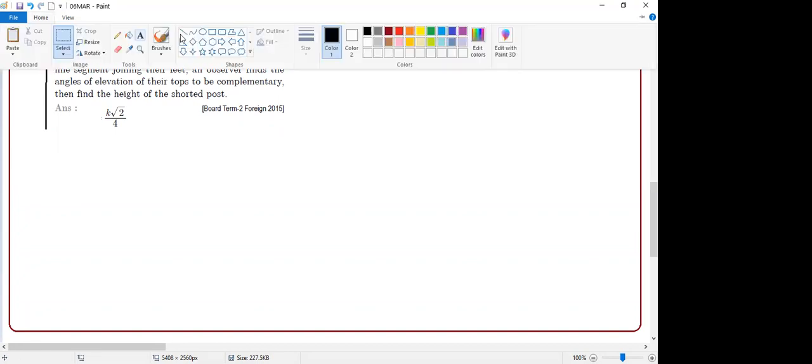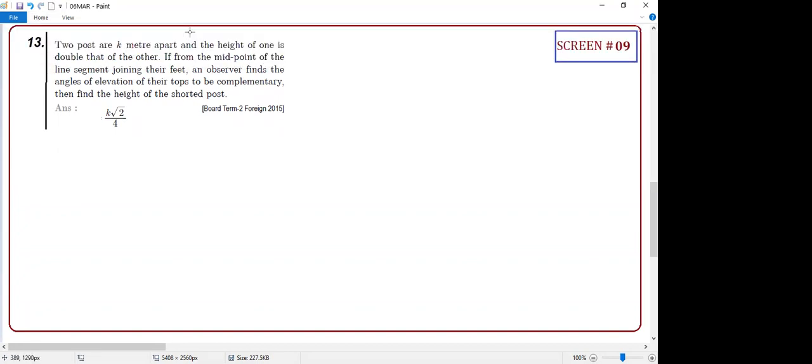Right, guys, two posts are k meter apart and the height of one is double the other. If from the midpoint of the line segment joining the feet, I think a similar problem we have seen. Here the angles are complementary, we have already seen how to deal with that. Guys, if one post is height h, the other post is double of that.